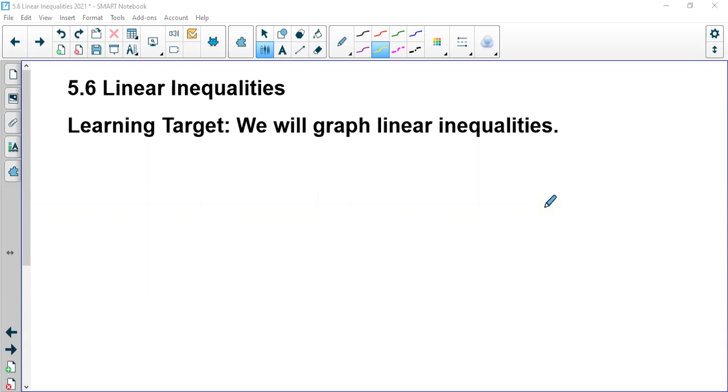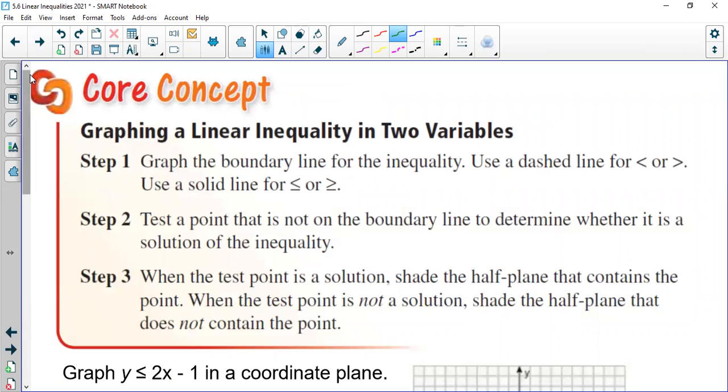Hello, mathematicians. We're going to look at graphing linear inequalities in this lesson. So let's go ahead and look at our steps. With our steps, we're going to graph boundary lines first. We're going to use a dashed line for less than or greater than, and we will use a solid line for less than or equal to, or greater than or equal to.